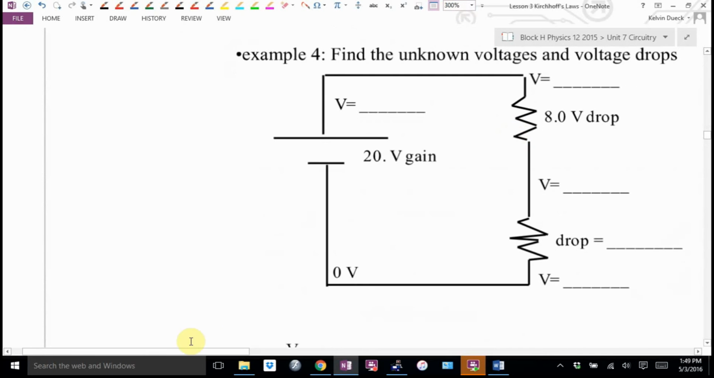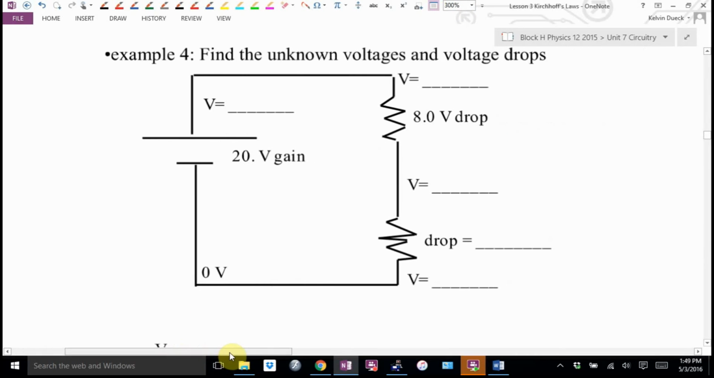Ready? It says find the unknown voltages and voltage drops. Let's do our usual, hey, that's downhill. Ready, Spence? How high is the chairlift? What's our voltage gain? How many volts high is this mountain? Those are all the same approach to the same question. How many volts do I have to lose when I get back down to here?